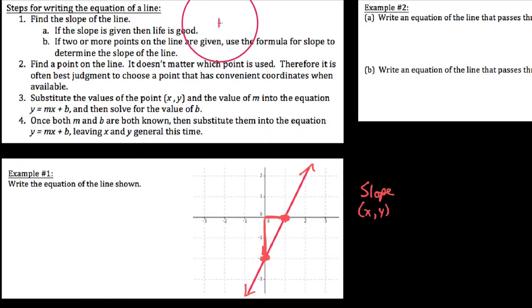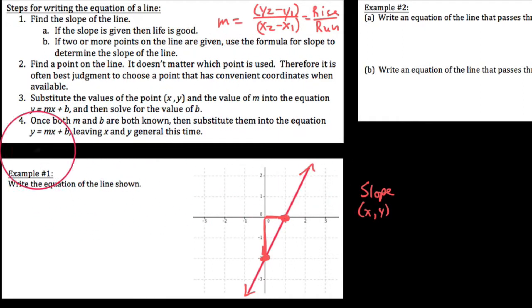Recall that basically what this means is if I'm given 2 points, x1, y1, and x2, y2, then the slope between these 2 points is y2 minus y1 over x2 minus x1, or this is rise over run. Okay? Could be fall over run, but basically rise over run. So we could find the slope using this formula. Step 2 is to find a point on the line. Notice here that it doesn't matter which point is used, therefore it's often best judgment to choose a point that has convenient coordinates when available.